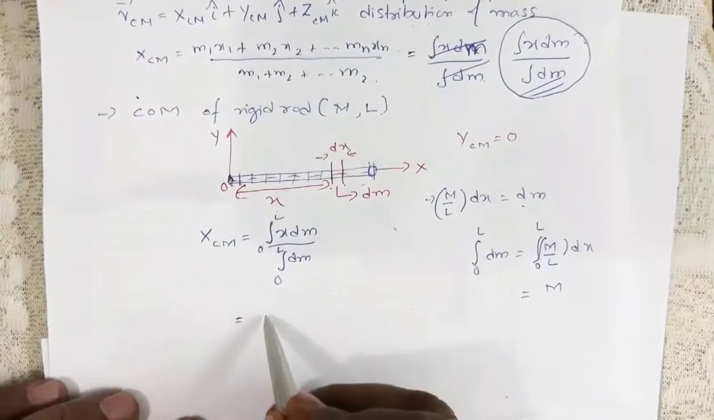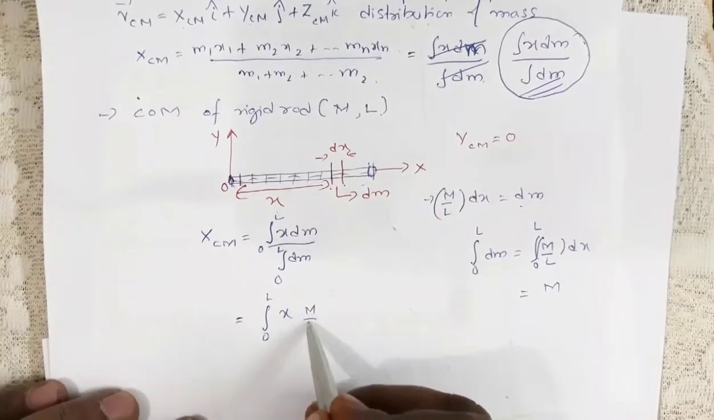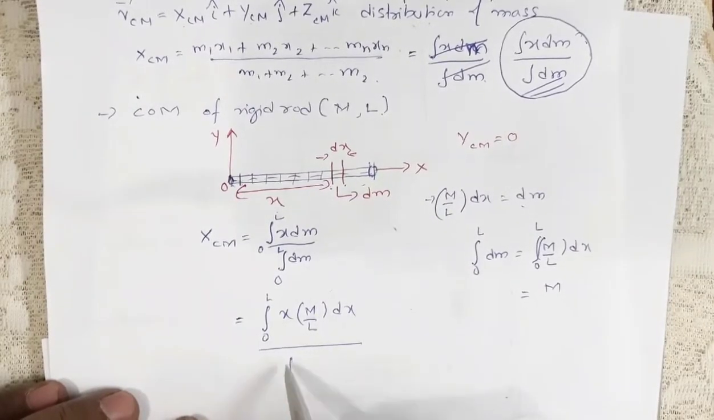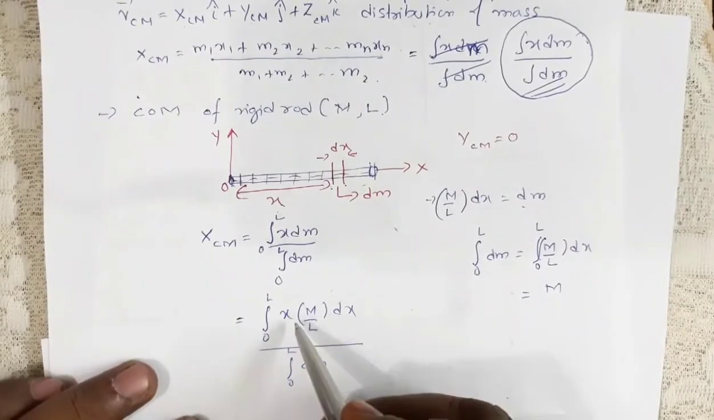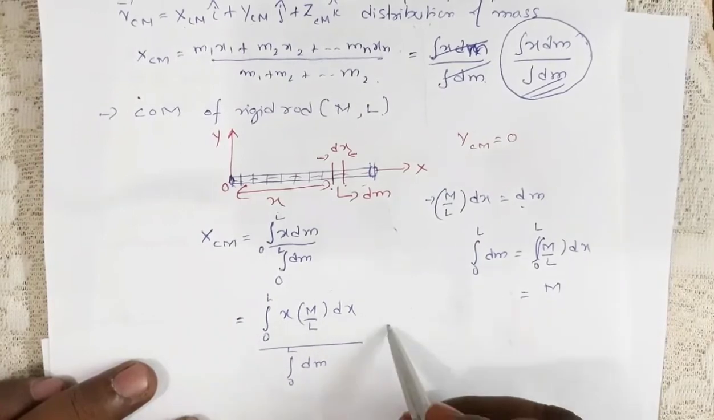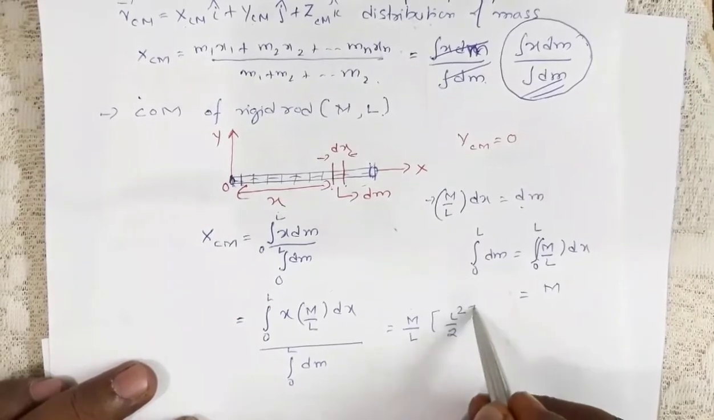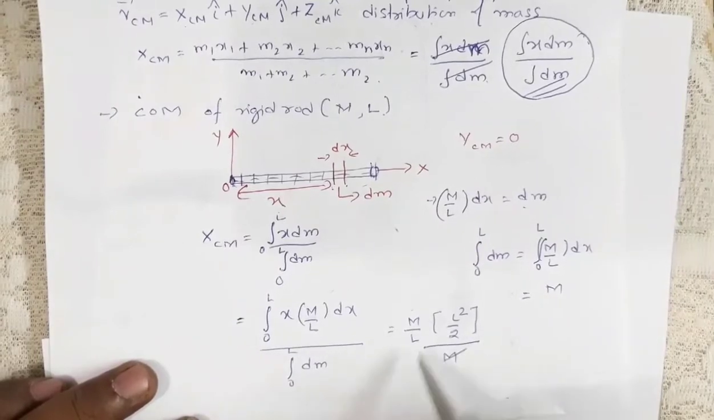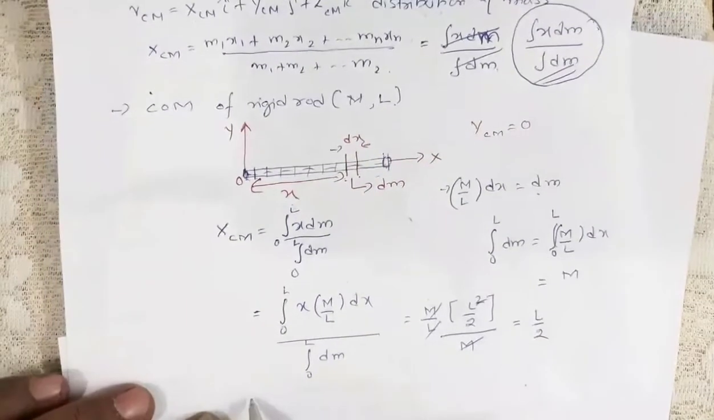So if I substitute this value, the numerator 0 to L x dm is x times m by L dx. In the denominator you have 0 to L dm. So you have m by L, x dx. If you integrate x dx, you have m by L, L square by 2, and this is m, the denominator is already m. So this m cancels out, and this is L by 2. So xcm is equal to L by 2.